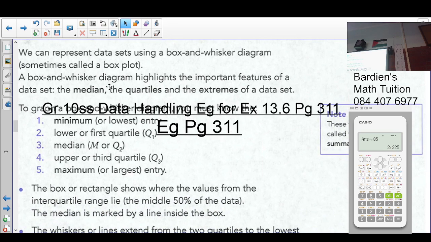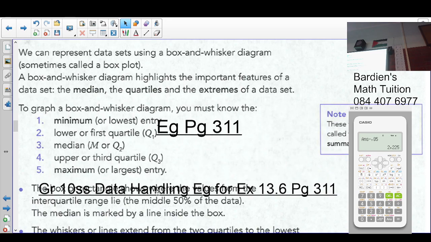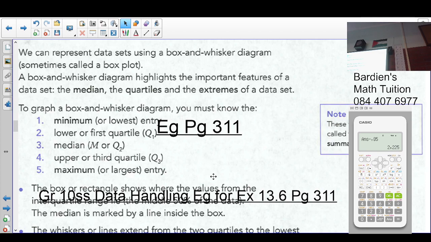So we are told we can represent the data set using a box and whisker diagram, sometimes called a box plot. A box and whisker diagram highlights the important features of the data set. The median, the quartiles, which is quartile 1, quartile 2, quartile 3. Quartile 2 is your median. And the extremes of the data set. Now what are the extremes? The highest number and the lowest value.